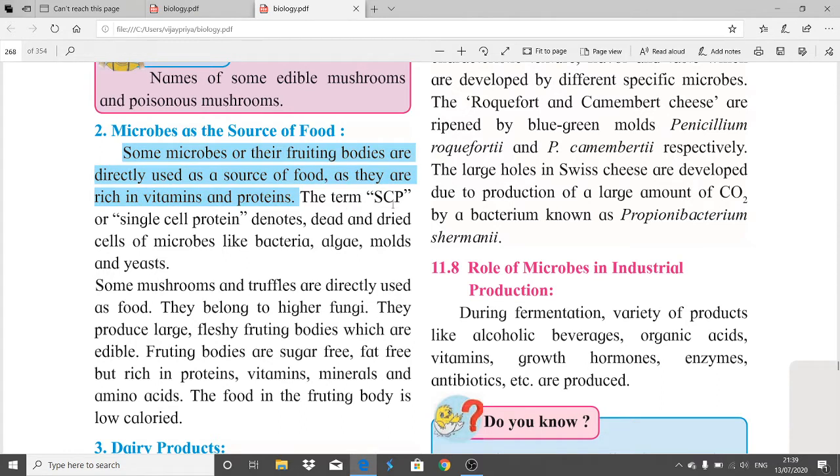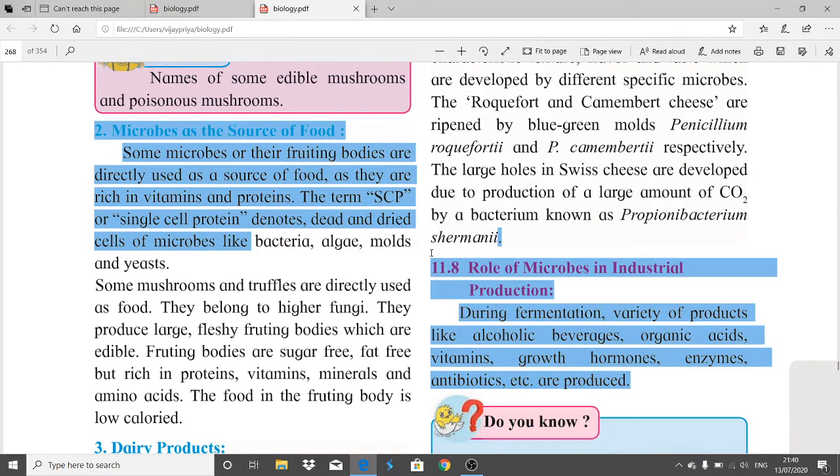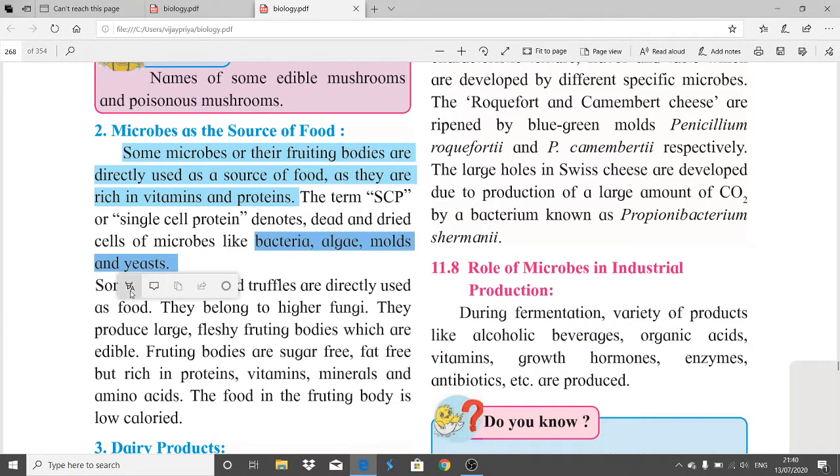The term SCP, that means single cell protein, denotes dead and dried cells of microbes like bacteria, algae, molds, and yeasts. These are the things: bacteria, algae, molds, and yeasts. What are they? They are single cell proteins. Their intake is either in the form of dead or dried cells.